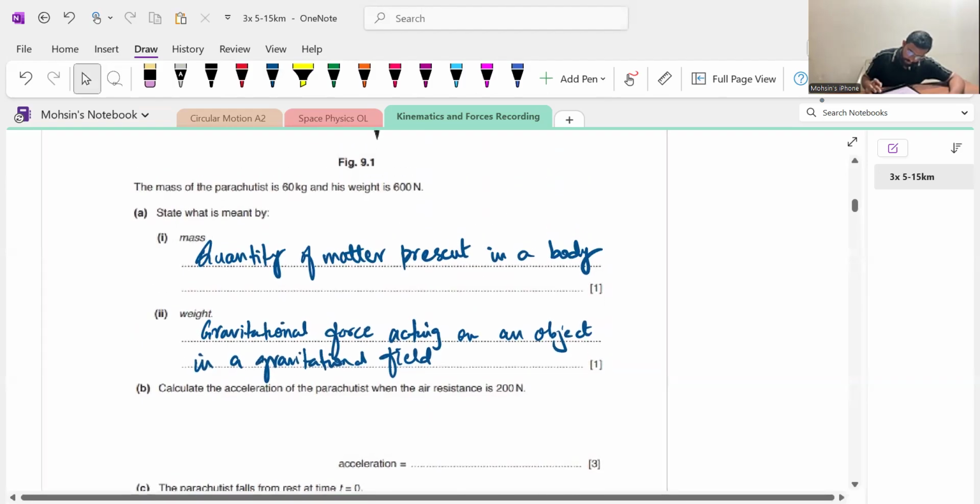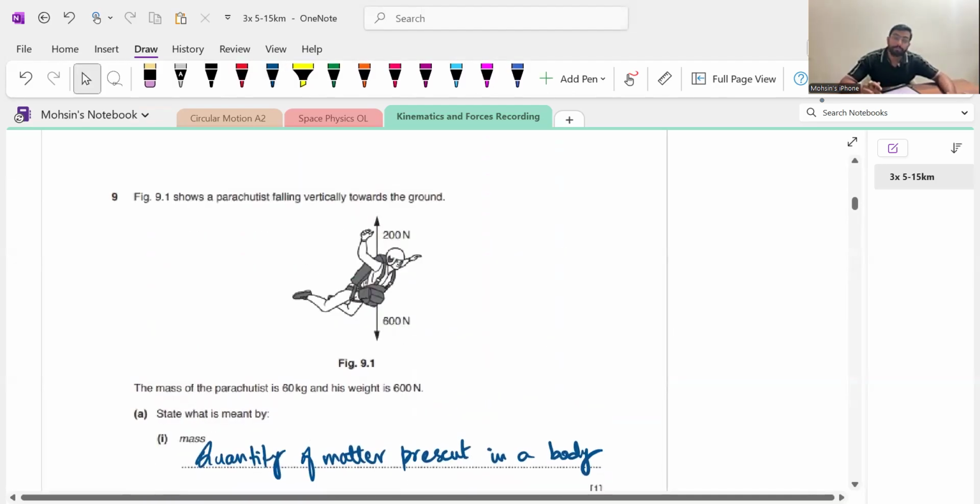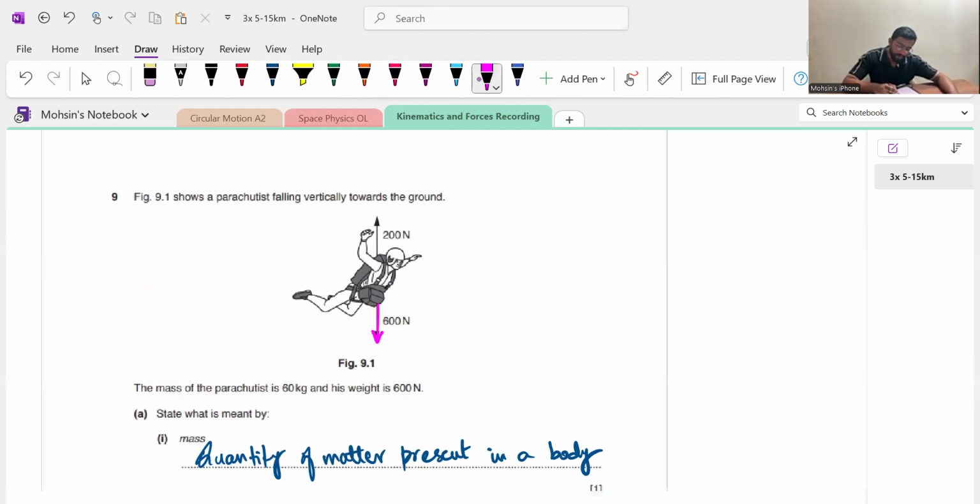Now they're asking you to calculate the acceleration of the parachutist when the air resistance is 200. So it is shown in the question. Downward is the weight and upward is air resistance. So we have two forces. Here we have to find the resultant of the two forces in order to calculate the acceleration, that is, how much acceleration the object possesses due to the resultant force.